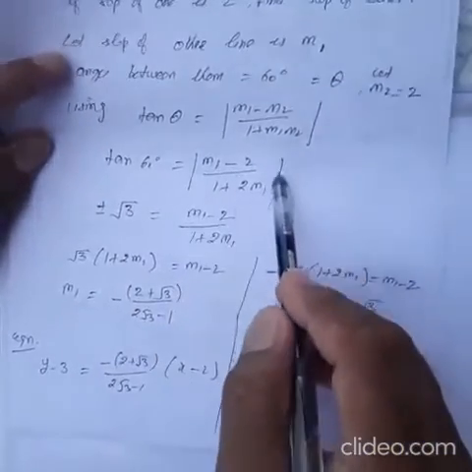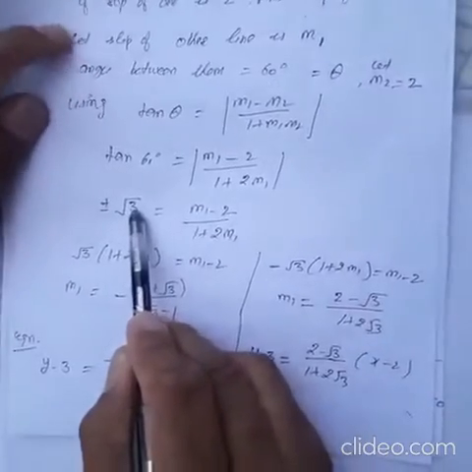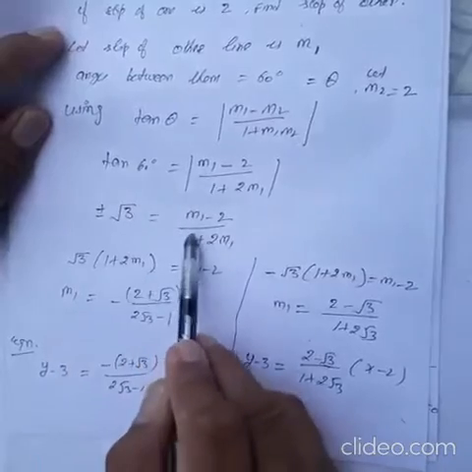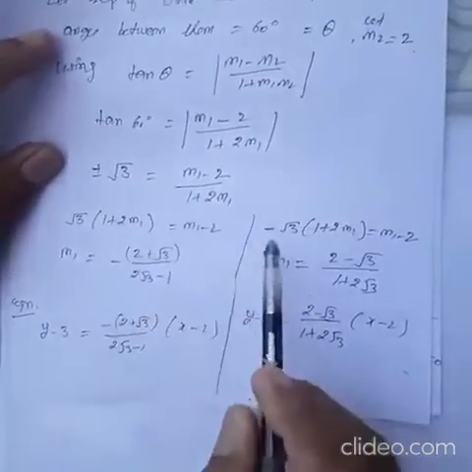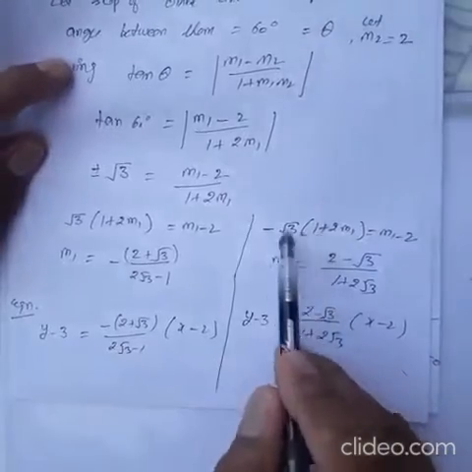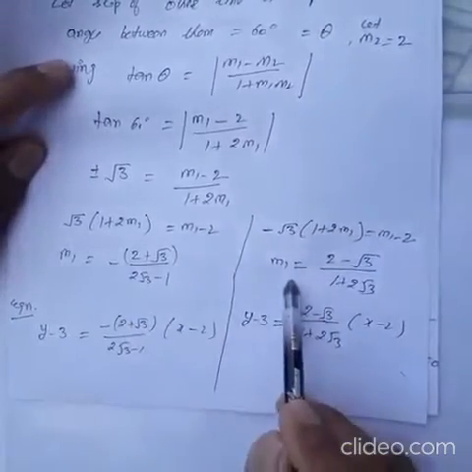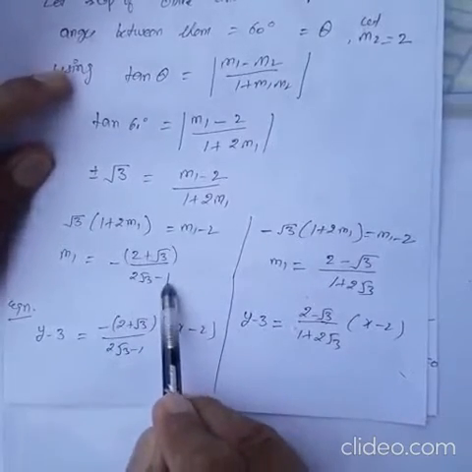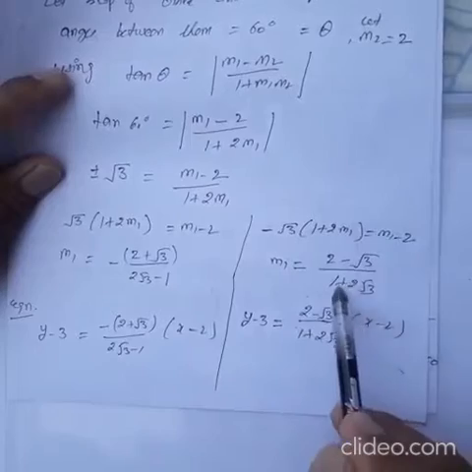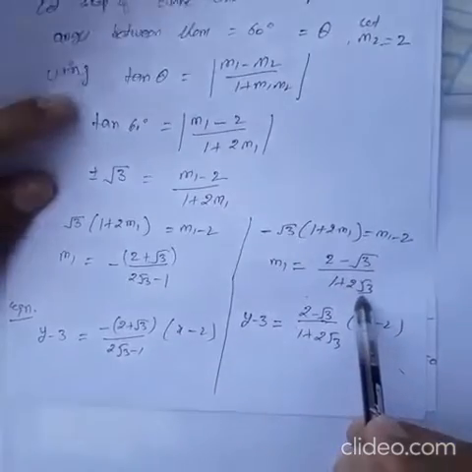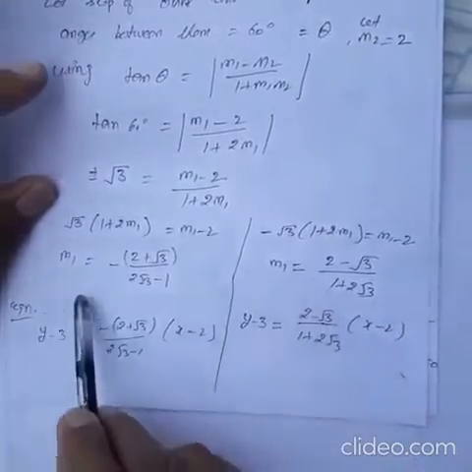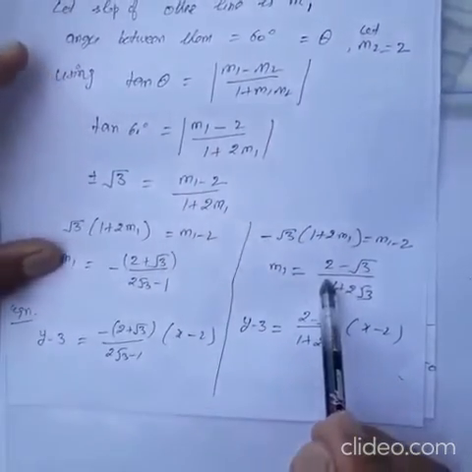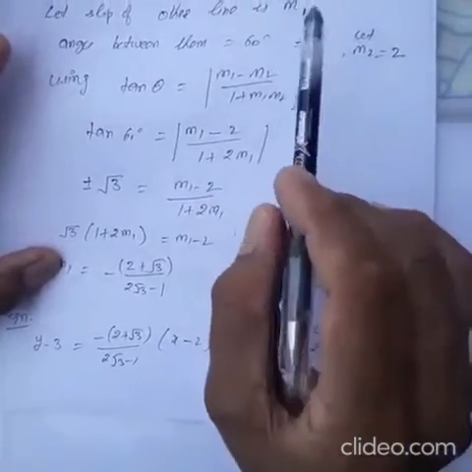So if you eliminate the mod, then we have to apply a plus minus sign. We can apply the plus minus sign on either side, left hand side or right hand side. I have applied it here. Taking the positive and negative sign, we will have two values of m1. The first value is minus of (2 plus root 3) upon (2 root 3 minus 1), and the second value is (2 minus root 3) upon (1 plus 2 root 3). These are the required slopes, and further in this question we have to find the equations.